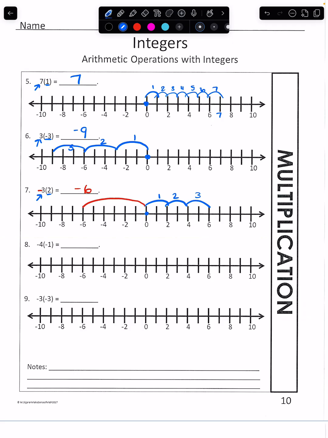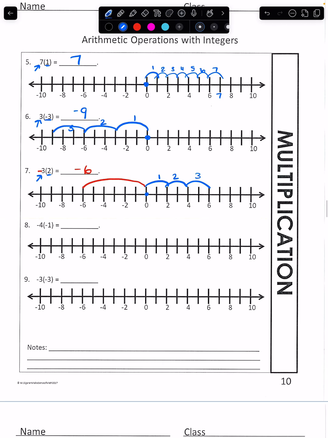Going on to number 8 in 3, 2, 1. I'm going to start at my 0. I got -1. So here's my first group. Says I do it 4 times. 1, 2, 3, 4 times. And I see that negative right in front. So that means I'm going to go the complete opposite to get 4.